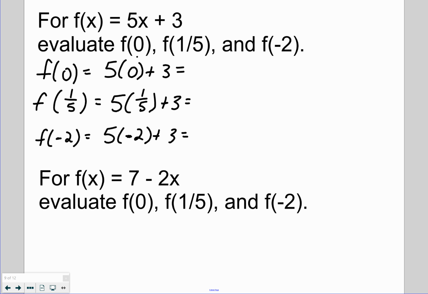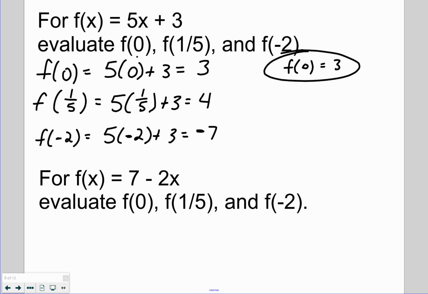Okay, so let's do these real quick. 0 times 5 plus 3 is 3. 1/5 times 5 plus 3 is 4. Remember, 5 and 1/5 are reciprocals, and from the properties that you learned about last Wednesday, I believe, or Thursday, we know that's going to be 1. And then 5 times -2 plus 3 is -7. And that's it. Now, if you want to make sure you get full credit here, when you put the answer, put f of 0 is 3. That would be what I would consider the full answer.